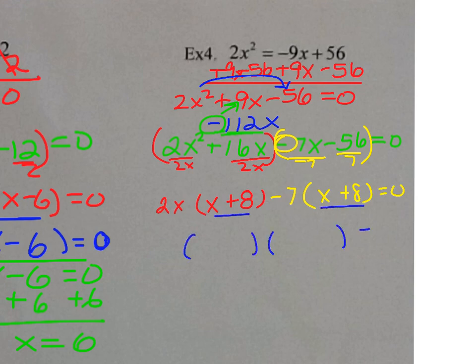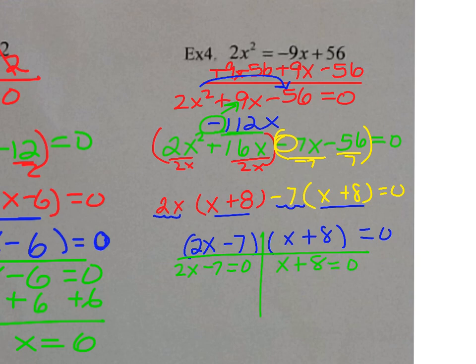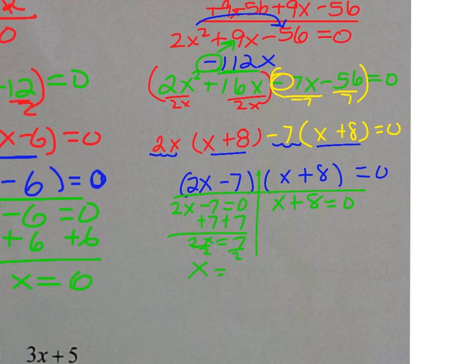Set up your factors. Notice I still have equals to 0. GCFs go in one. So that's 2x minus 7, and the other one is x plus 8. T-chart. Set each factor equal to 0. All right, on the left, add 7. 2x equals 7. Divide by 2. X equals 7 halves, 7 over 2. On the right side, minus 8. X equals negative 8. All right, so we have one more to work on.